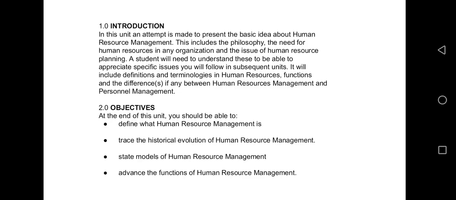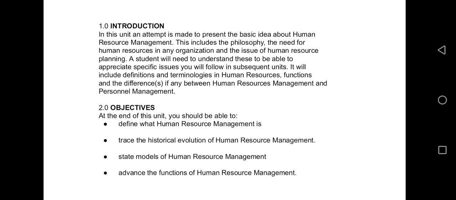1.0, Introduction. In this unit, an attempt is made to present the basic idea about human resource management. This includes the philosophy, the need for human resources in any organization, and the issues of human resource planning. The student will need to understand this to be able to appreciate specific issues you will follow in subsequent units. It includes definitions and terminologies in human resources, functions, and the differences, if any, between human resources management and personnel management.